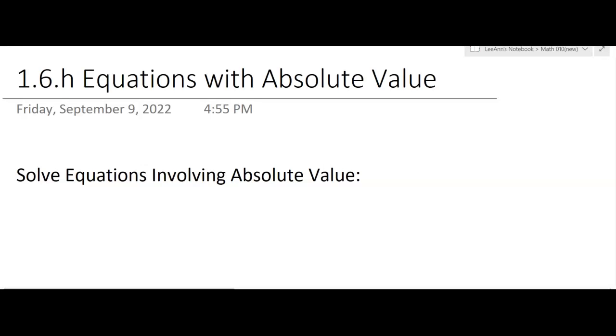So now we're going to talk about equations with absolute value in them. So think about absolute value. You know, if you have the absolute value of 7, it equals 7. But if you have the absolute value of negative 7, it also equals 7, right? Okay, so an equation could be something like, what's the absolute value of x, like, if you have the absolute value of x equaling 10.